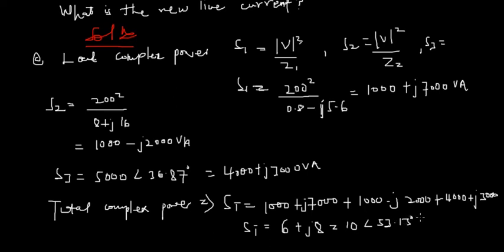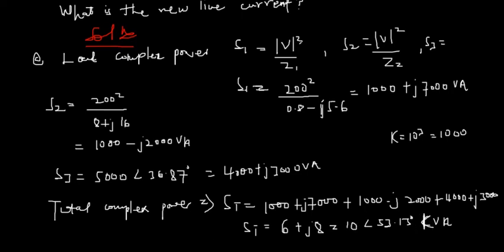53.13 degrees, okay. Then we have that kVA, okay. Note that K is equal to what? 10 exponent 3, which is equal to what? 1000, okay. That's why this has been reduced to what? 6 plus J8. Else this would have been what? 6000 plus J8000, okay. Right. That's why we have K over here, okay.